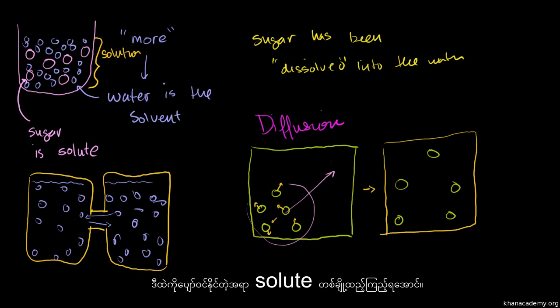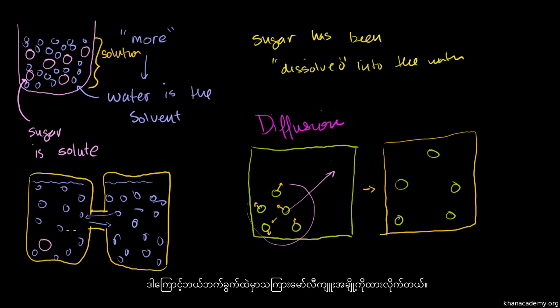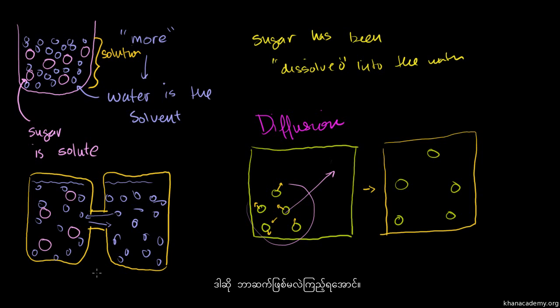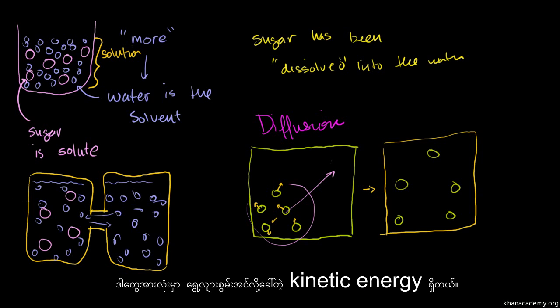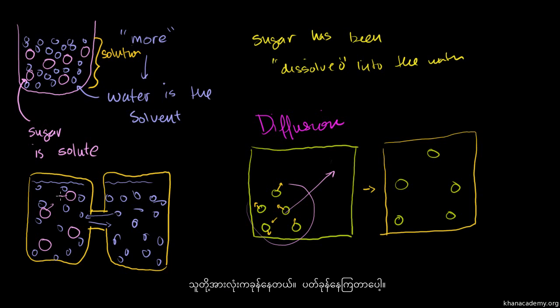Now let's put some solute in it. Let's dissolve some solute in it. And let's say we do all the dissolving on the left-hand side. So we put some sugar molecules on the left-hand side. And these are small enough to fit through this little pipe. That's one assumption that I'm making. So what's going to happen? All of these things have some type of kinetic energy. They're all bouncing around.